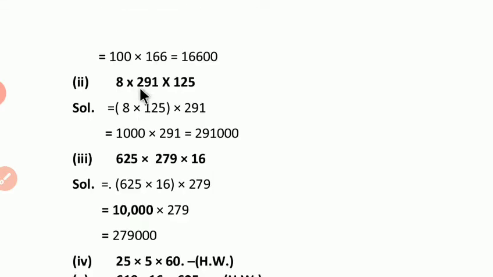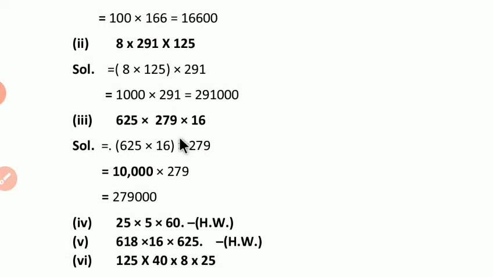Second one, 8 into 291 into 125. Here you can see that you have to see the last ones place of the numbers. So 8 into 125, if you multiply this, 8 5s are 40. It means if you multiply this 125 by 8, you will get 0 in the last. So first you multiply 8 into 125, after that by 291. So 8 into 125 is 1000, into 291, so 2,91,000.